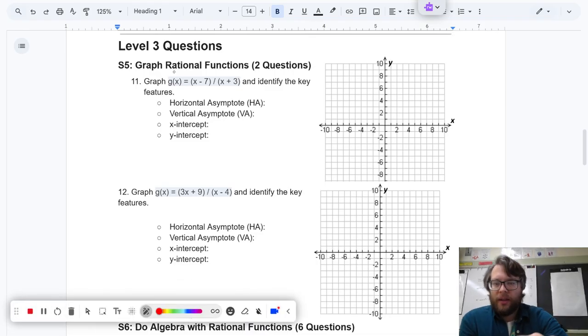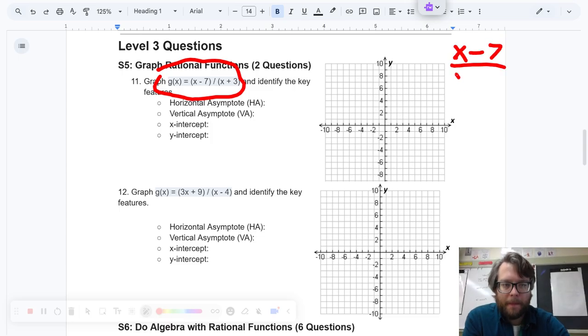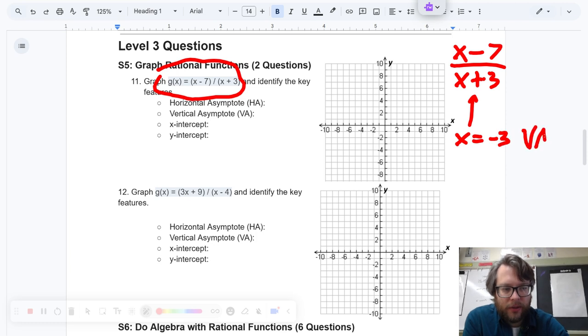Okay, the formatting here got a little funky, but this right here is a fraction, x minus 7 on top, x plus 3 on the bottom. First things first, let's do that vertical asymptote. What makes the bottom equal 0? If I make x equal negative 3, then the denominator equals 0. That's a vertical asymptote. So this line that I'm drawing is my vertical asymptote.